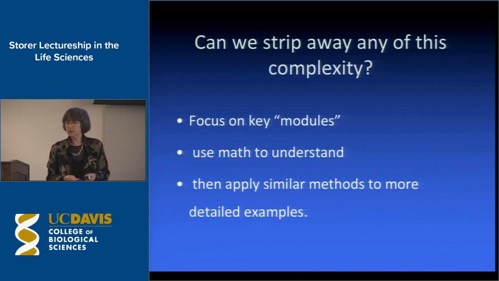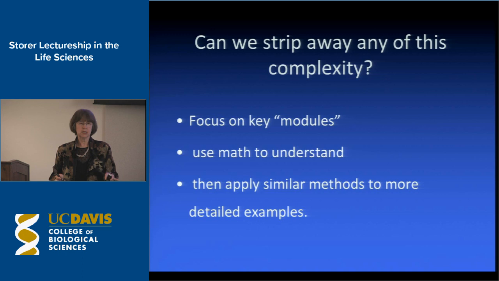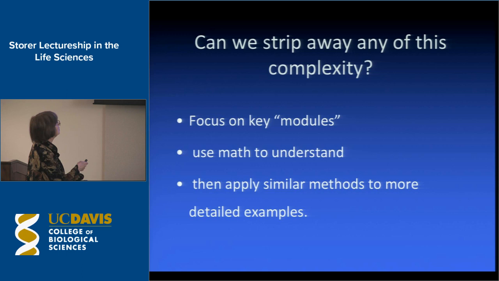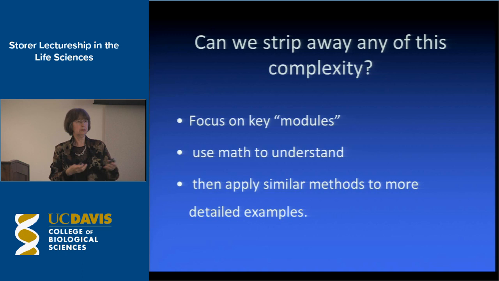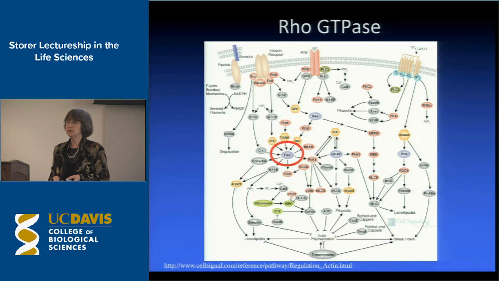So what I'll talk to you about today is our effort to get rid of some of that complexity and to ask, can we somehow replace this very complex weave of signaling networks by a few key modules that we can study in detail, understand mathematically, inside out and backwards, understand therefore on an intuitive level, and then use that understanding and these methods to actually say something about more detailed, more interesting actual biological systems. And so that's what I'm going to talk to you about, and I'm going to focus attention on just one of these Rho GTPases, let's say RAC, or it could be any of the others.